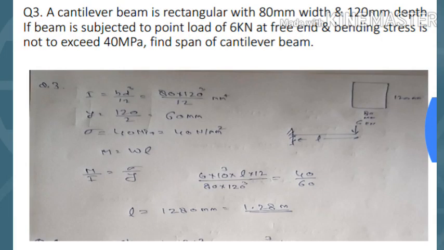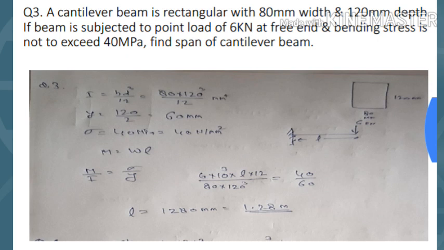Now question number 3 says a cantilever beam, rectangular, with 80 mm width and 120 mm depth. So the section of the beam is given as rectangular, 80 mm is the width and 120 mm is the depth. So we can calculate Ixx as bd cube by 12, that is 80 into 120 cube by 12, and y will be calculated as 120 by 2, depth by 2, that is 60 mm. So by using this data we can determine the value of I and y.